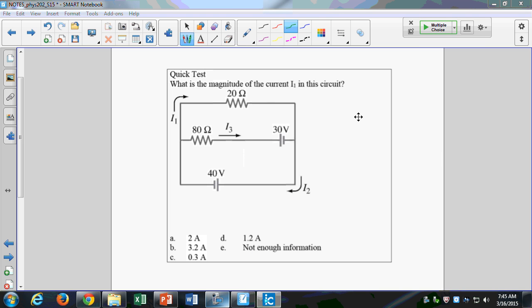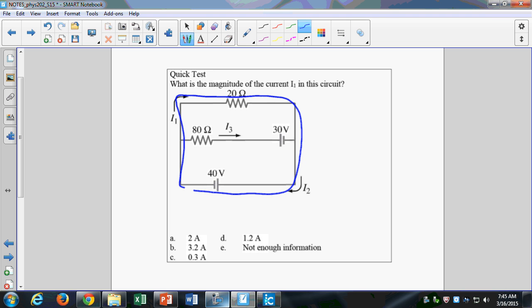Okay, what was the answer? 2 amps, right. So I said this one should be really easy. You can just look at this branch, this loop of the circuit, and I have 40 volts and 20 ohms. It's just a simple, single loop circuit. And so I say I is V over R. That's 40 over 20, which is equal to 2 amps.